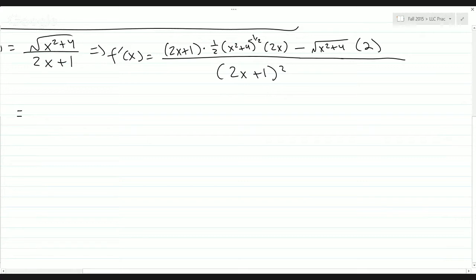This is equal to, so we can actually just rewrite it. We have these cancel out. We have x times 2x plus 1.